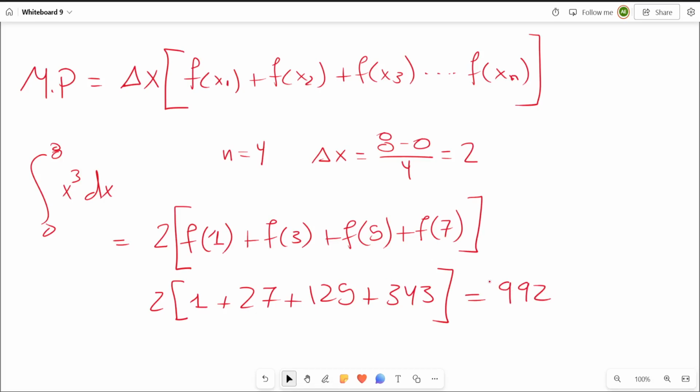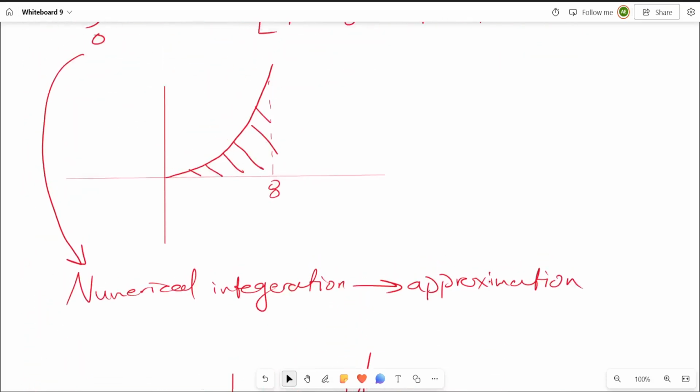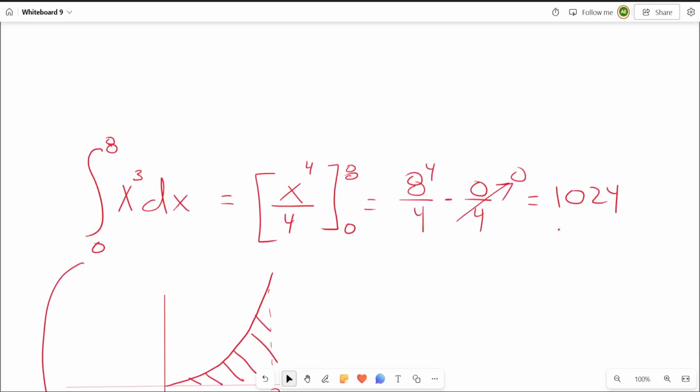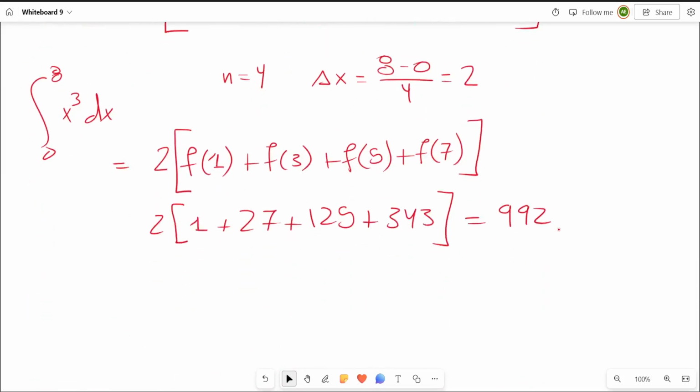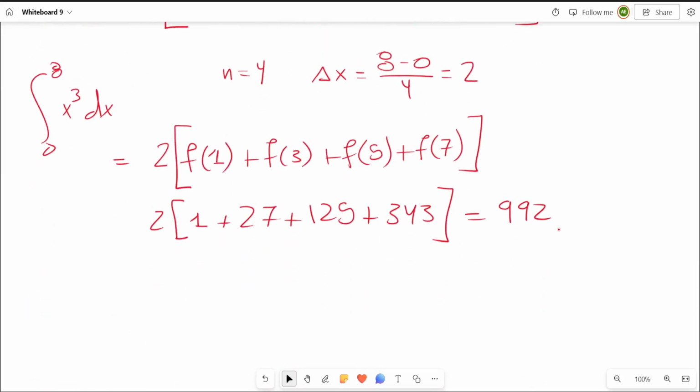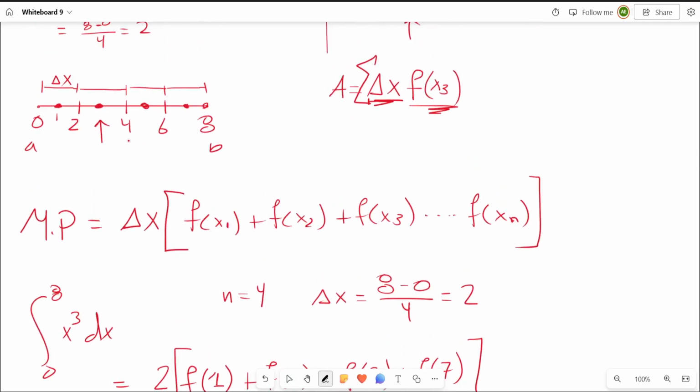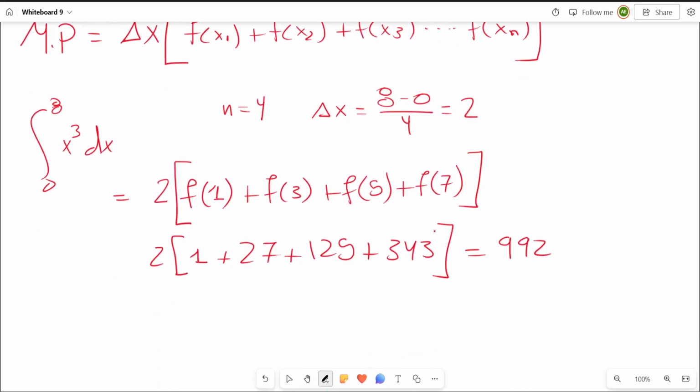So 992, and the exact value is 1024. They're not super far off. This is a good approximation, and as I said, if you increase n, if you make it 6, 10, 100, you will find an even closer value. So basically this is how to use the midpoint rule.